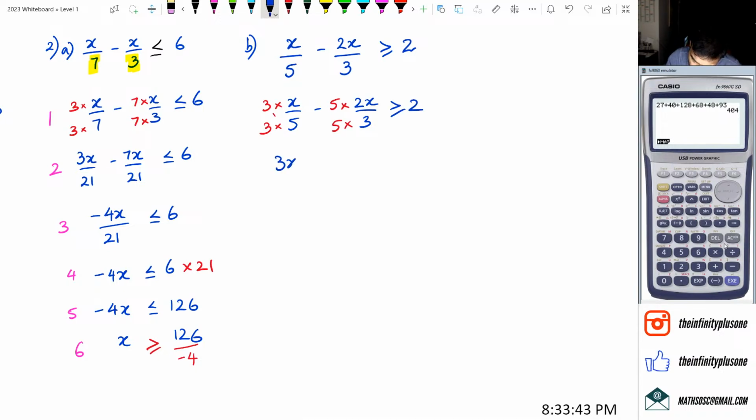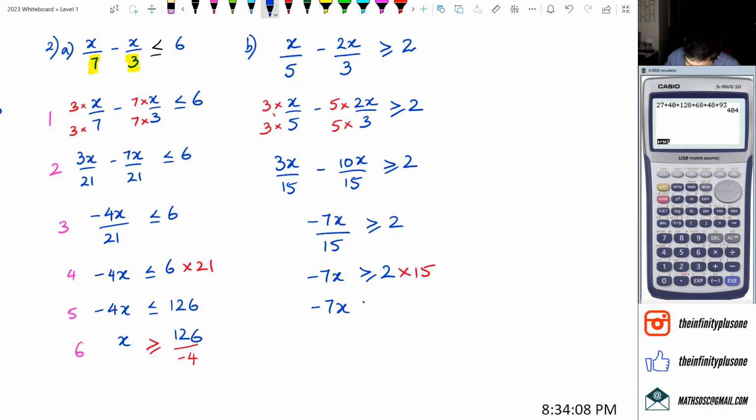So what I've got here is 3x over 15, take away 10x over 15, is greater than or equal to 2. Combining it together, 3x minus 10x is negative 7x over 15, is greater than or equal to 2. Negative 7x is greater than or equal to 2, and I've got a times 15, so negative 7x is greater than or equal to 30. And x is greater than or equal to, but remember, if we divide by a negative number, which is what we're doing in this case, we actually have to flip the sign over.